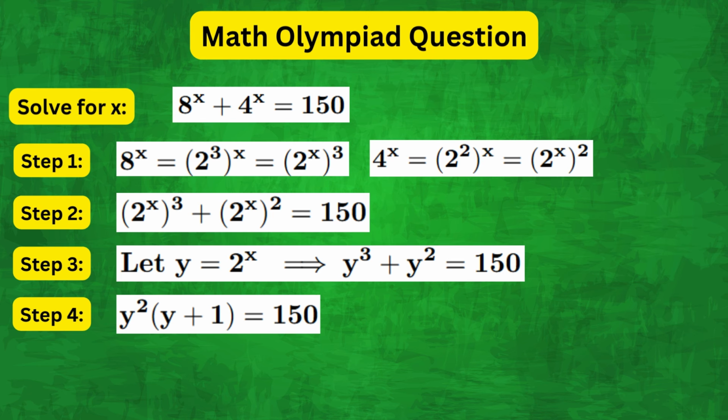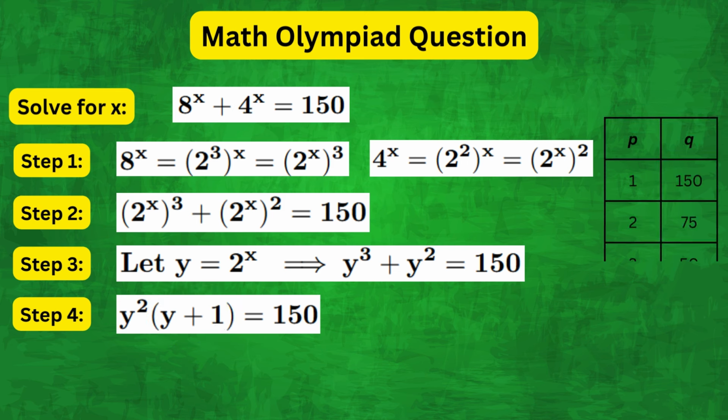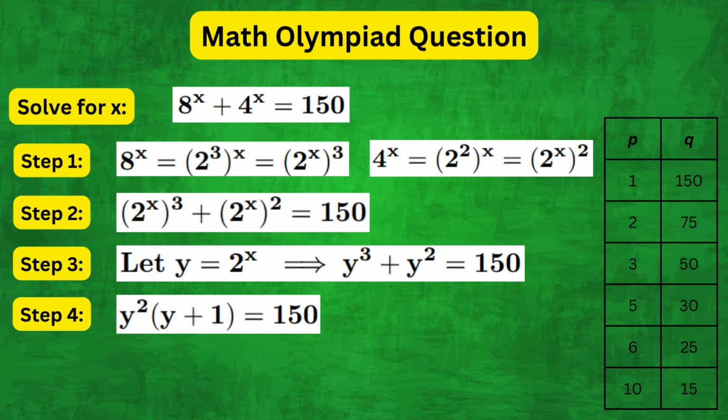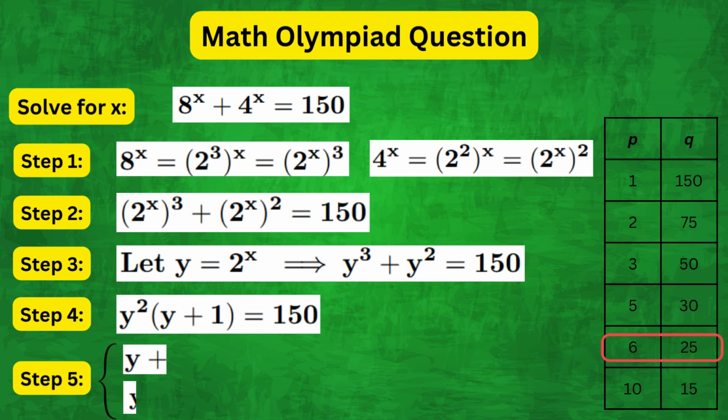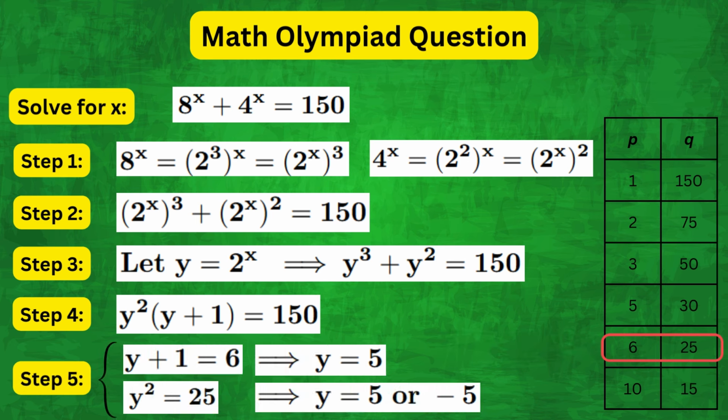Now, we are looking for two numbers that multiply to give us 150, where the first number, i.e. y squared, is a square number, and the second number, y plus 1, is positive. Now, the factor pairs of 150 are given below, and notice that the only pair that has a square number is 6 and 25. So with this combination, we have y plus 1 equals 6 and y squared equals 25. And it follows that y equals 5 satisfies both of these equations, and therefore y equals 5 is a root of the original equation.